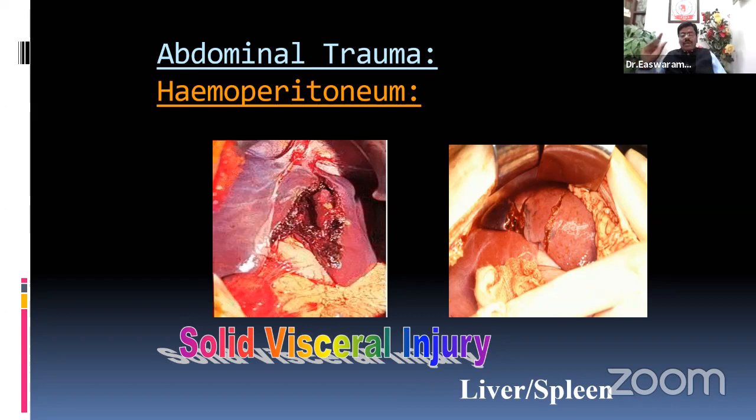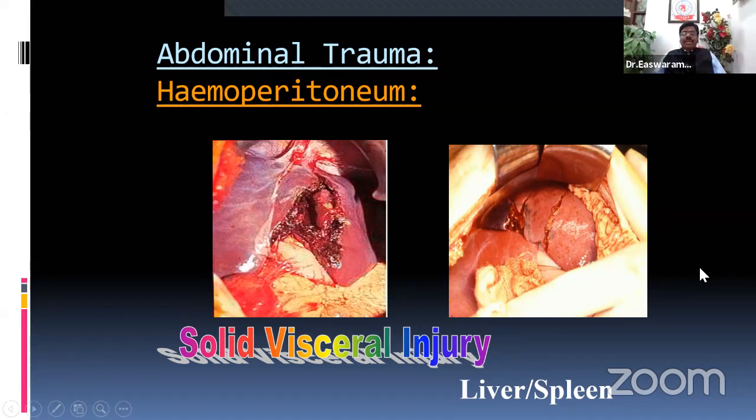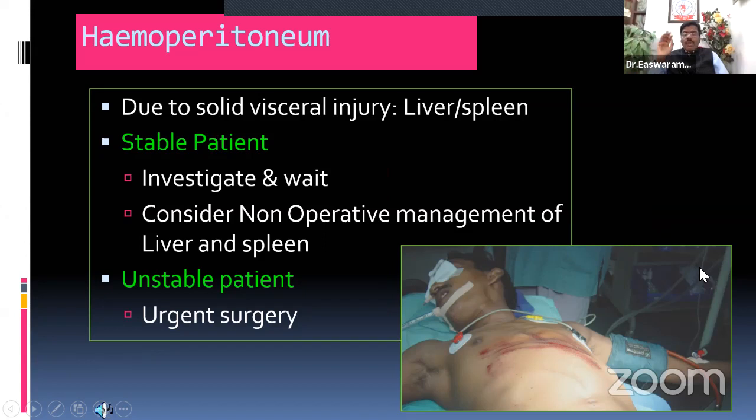Spleen is by far the commonest organ injured as far as the abdominal organs are concerned. Next is the liver. But sometimes hemoperitoneum can also happen from a tear in the mesentery. Okay, that also you keep in mind. So 3 things can give rise to bleeding: splenic injury, liver injury, and a tear in the mesentery. Coming to the next important thing, how we manage a hemoperitoneum.